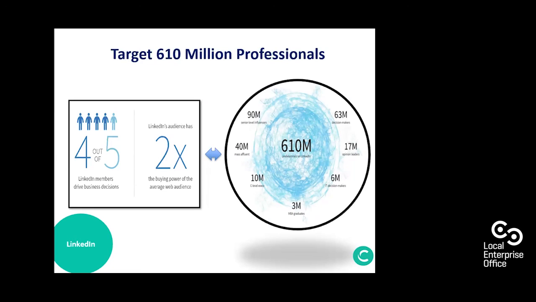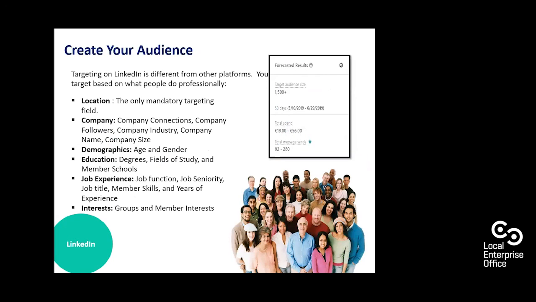So LinkedIn allows you to target over 600 million professionals. And what LinkedIn say about its network is that 4 out of 5 LinkedIn members drive business decisions, and the LinkedIn audience has twice the buying power of the average web audience. Basically what they're saying there is, within organizations, people who have LinkedIn profiles and use LinkedIn profiles tend to be, on average, more senior within those organizations, and they tend to be influencers in terms of buying decisions.